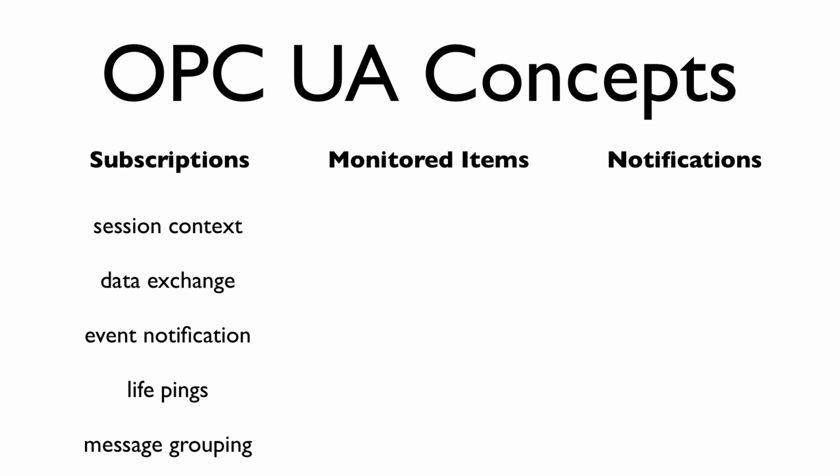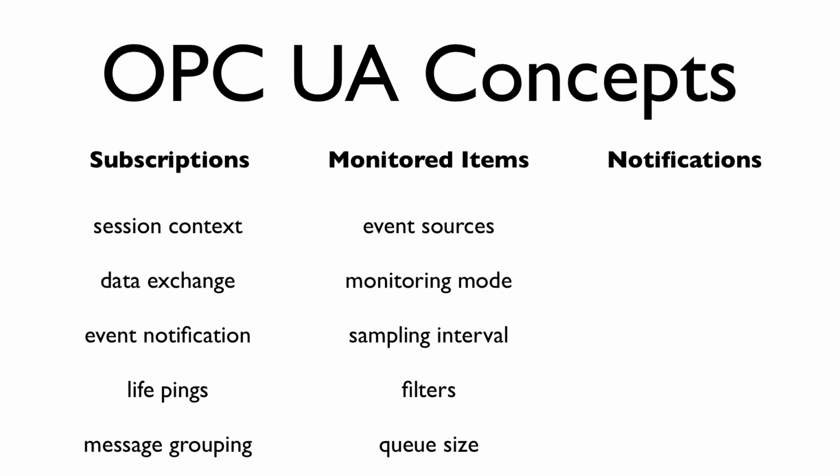OPC UA client subscriptions are created and managed in the context of a client-server session, and are themselves the context for server-initiated data exchange and event notification. Subscriptions also provide a basic mechanism for client-server life pings, and they manage message grouping in order to make message delivery more efficient. Subscriptions aren't concerned with specific server-side data sources. That's the job of monitored items.